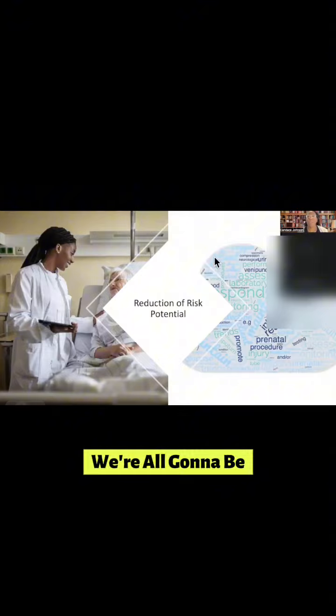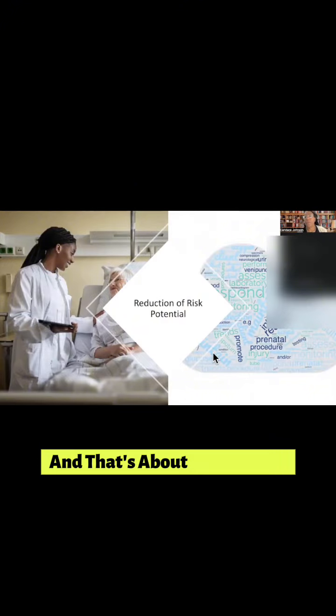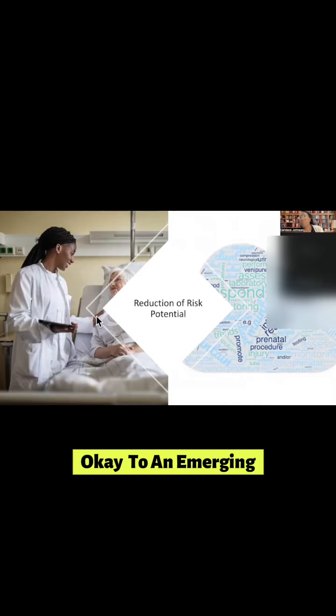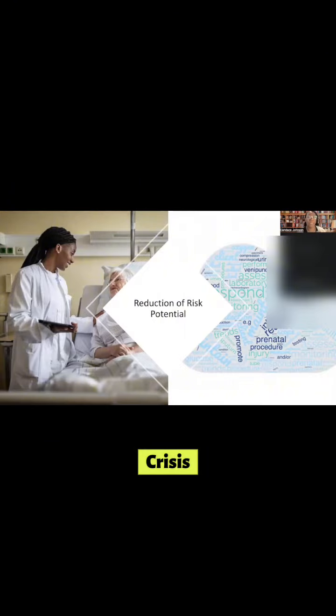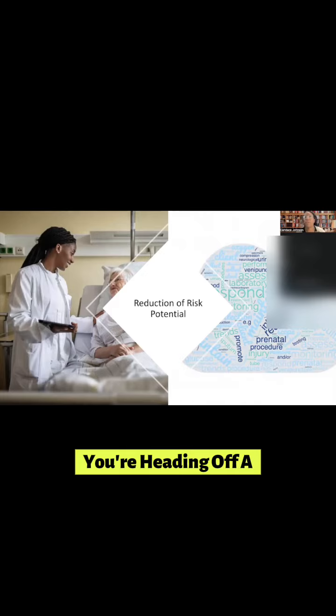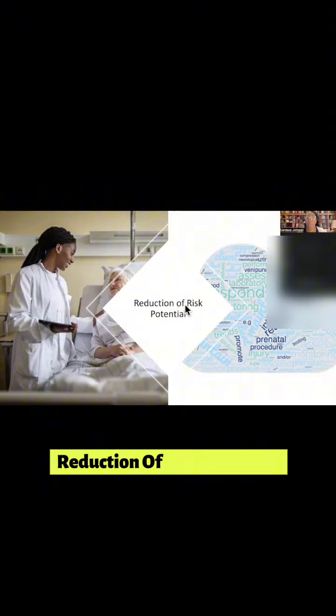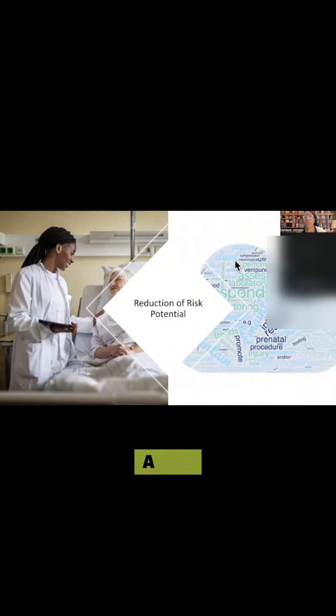All right, we're all going to be looking at reduction of risk potential, okay, and that's about responding to an emerging crisis, or heading it off before it becomes a crisis because you have analyzed the data to figure out what's going on. You're heading off a problem, reduction of risk potential. So there could be a risk coming to the client.